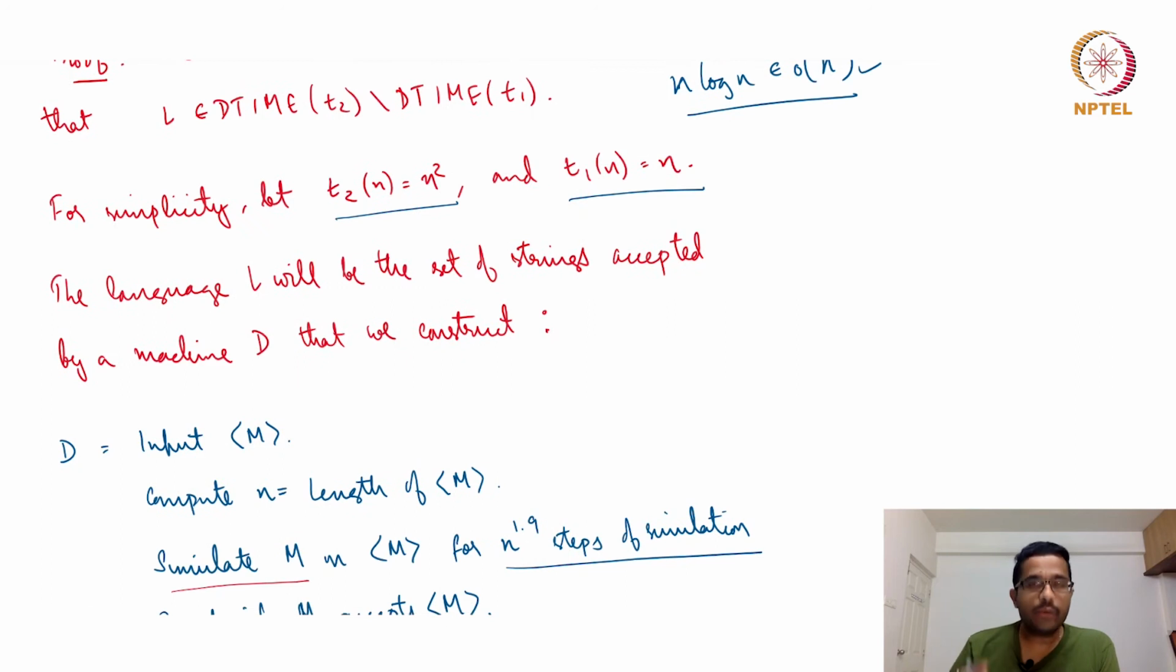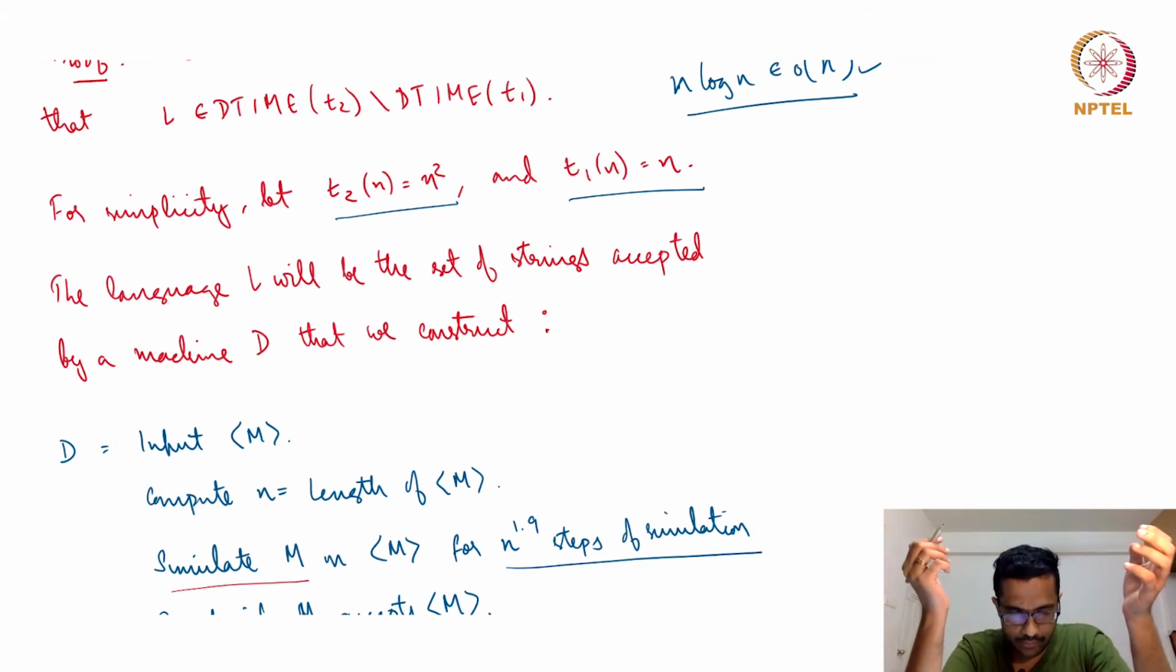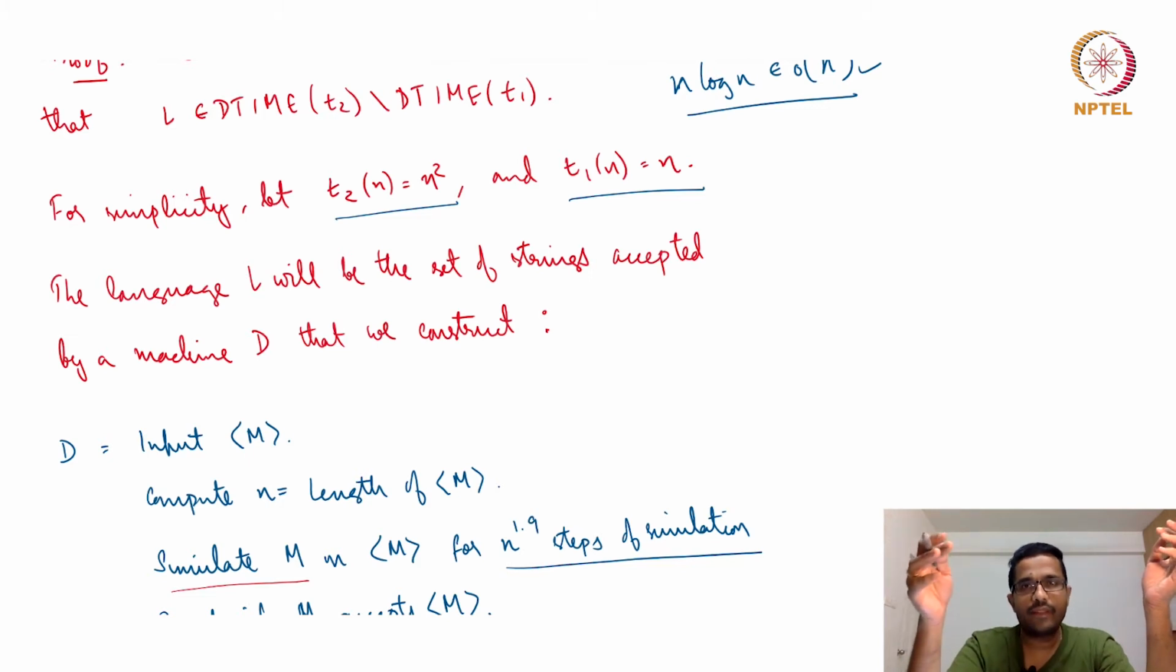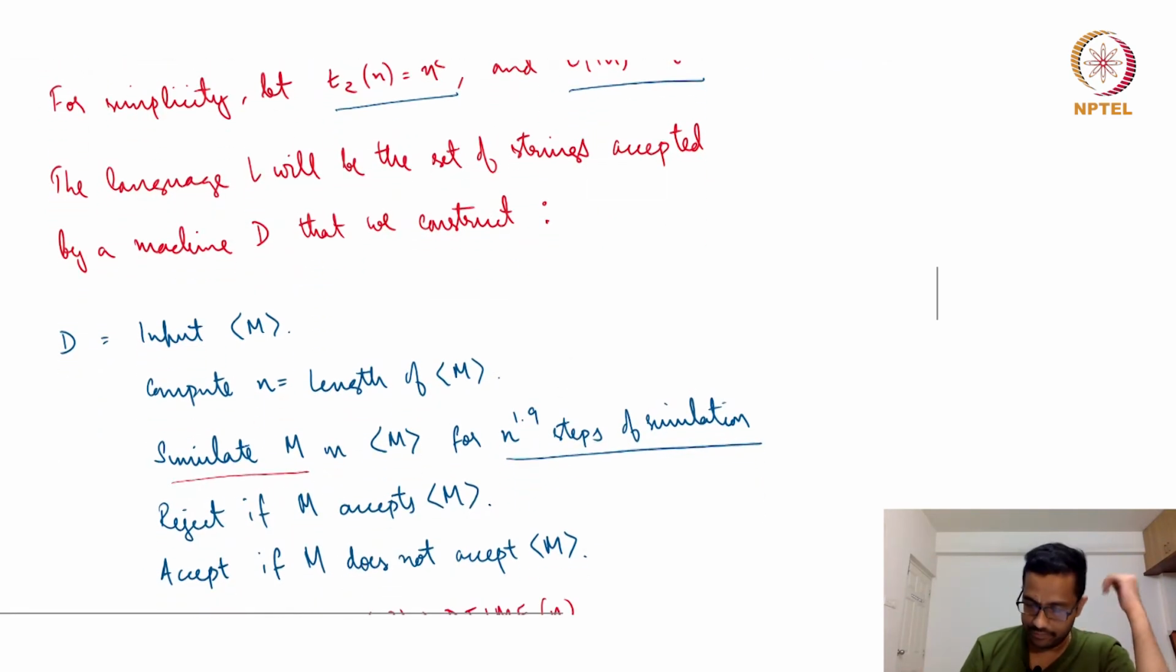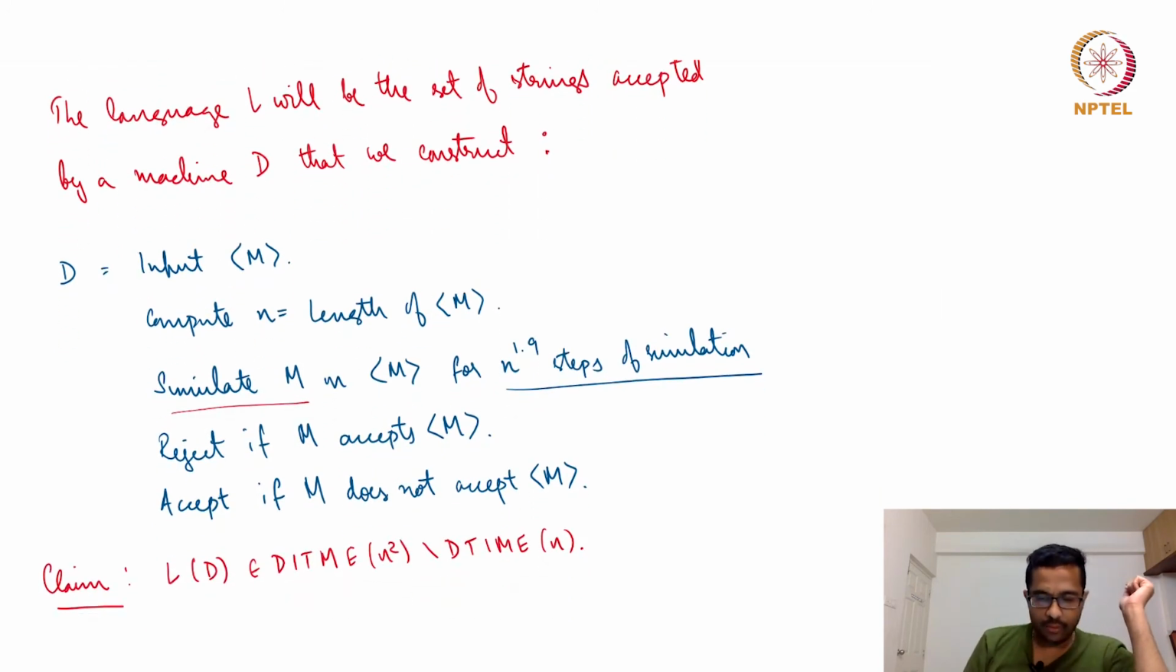Okay, and the language L that we construct, that is in DTIME n squared but not in DTIME n, we will not explicitly give what language it is. Rather, we will construct a Turing machine D, and whatever is recognized by that Turing machine D will be the language L that is in DTIME n squared, but not in DTIME n, right? So what is D?